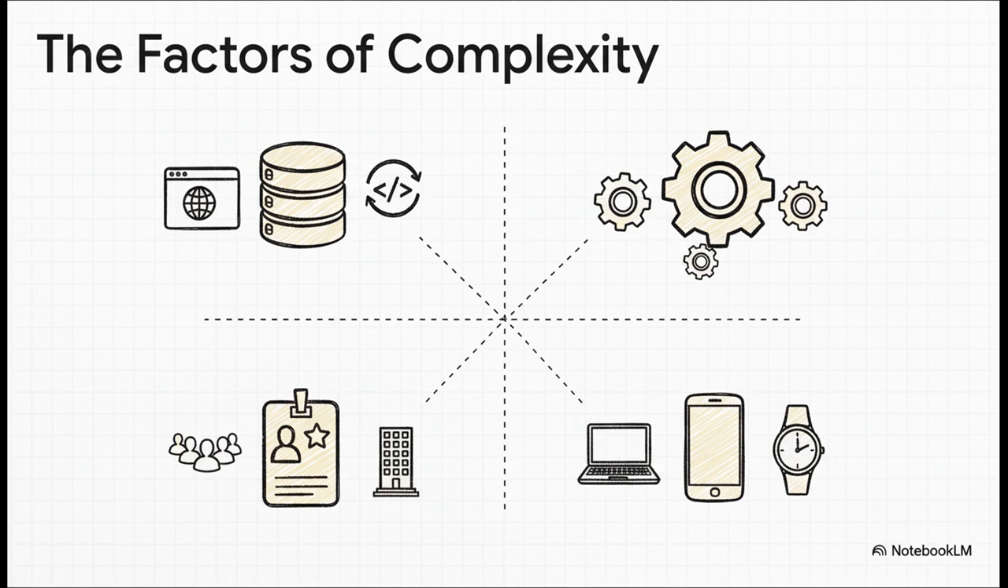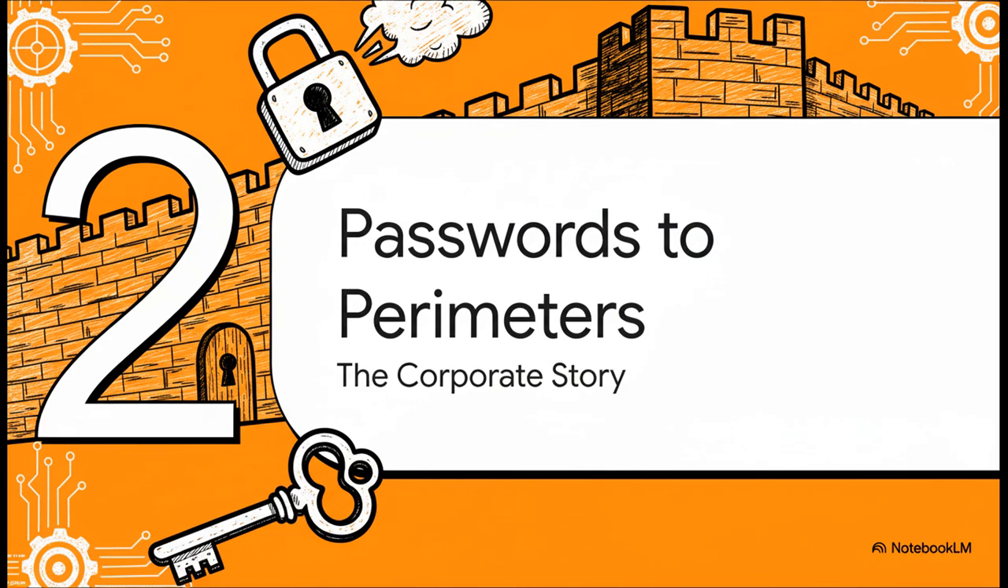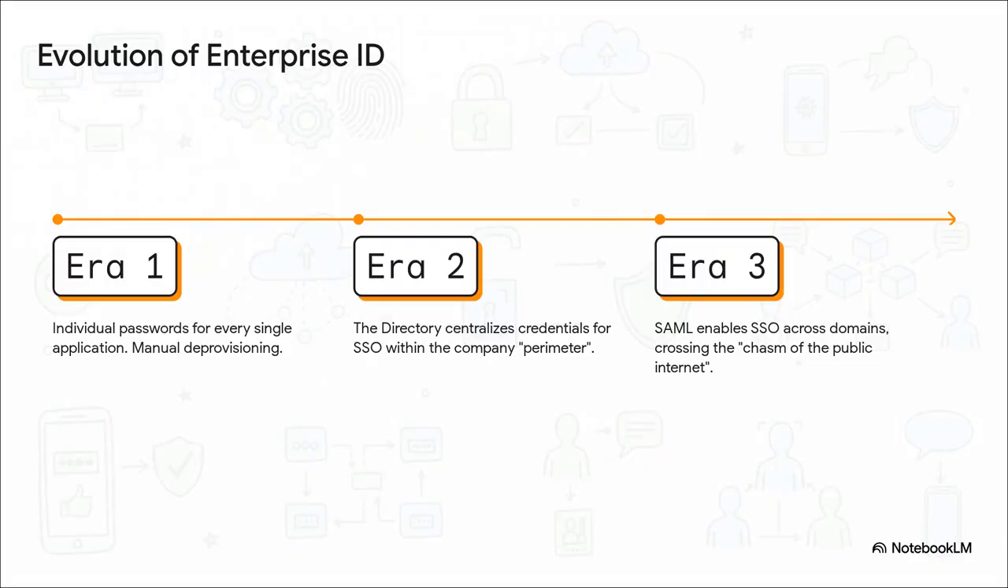It's a lot. Okay, so to really get this, we've got to rewind the clock a bit. How did we first even try to solve this? Well, the story really begins with a simple password and a big, strong corporate wall. In the first era, it was just pure chaos. You had a different username and password for every single application. And imagine if you left the company. Some poor admin had to go hunt down and manually delete every single one of your accounts.